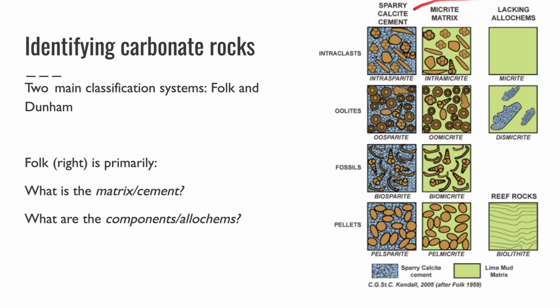So for example, if you have more cement, you see sparry calcite cement, you can see it's drawn with this blue sort of crystalline material between grains. Or you can have micritic matrix, which is carbonate mud, that just sort of fills in the spaces between grains.